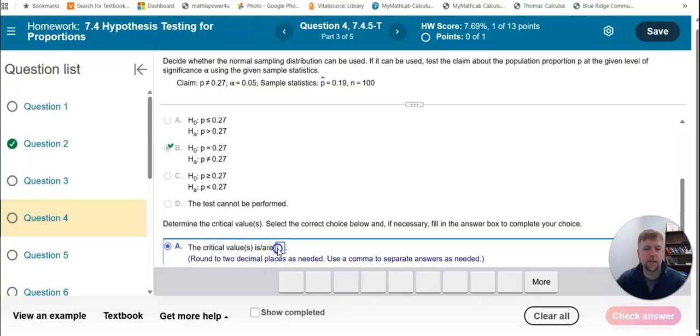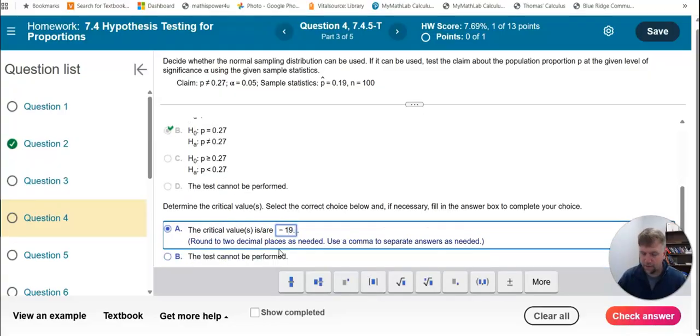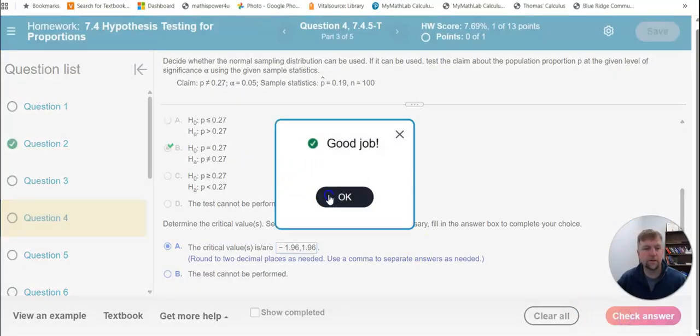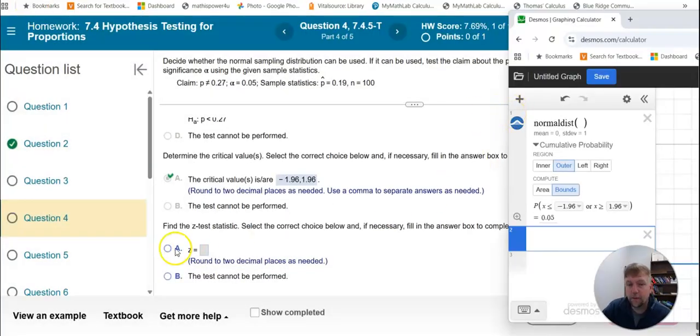Okay, so I'm going to select that. Make sure you type them individually with a comma. Make sure you get your decimal in the right place too, with a comma in there. So there are my two critical values. All right, the next part is the test statistic.